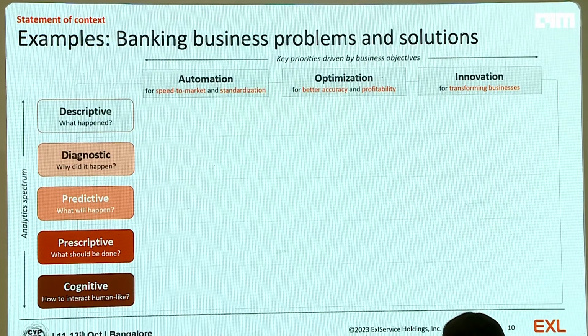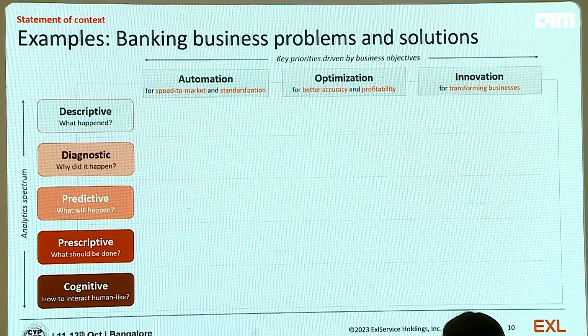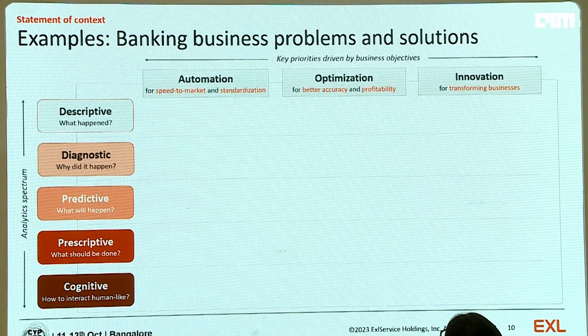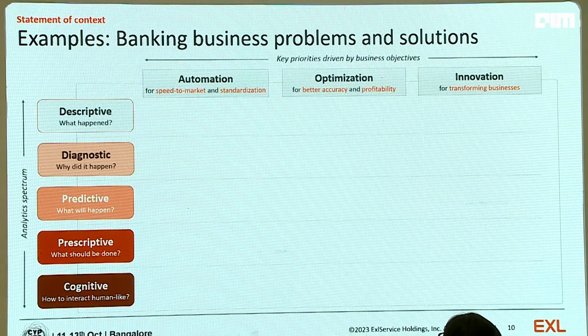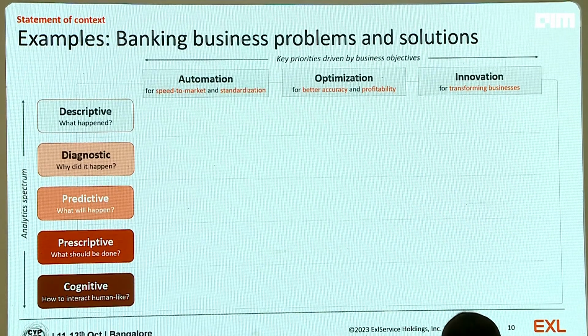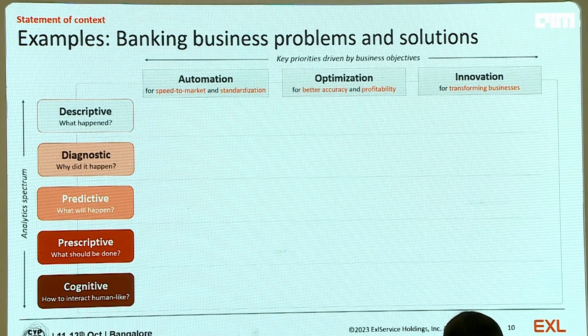Optimization is primarily for more trade-off decisions. Let's say improving a model algorithm, so better accuracy, right? Or to improve the profitability by taking some decisions on, say, should I focus on declining a fraudulent transaction, or should I focus on customer experience? It's an optimization problem. Then if you look at innovation, this is something which is very important for all businesses, and they need to spend some energy and time on this. It's for transforming the entire business model.